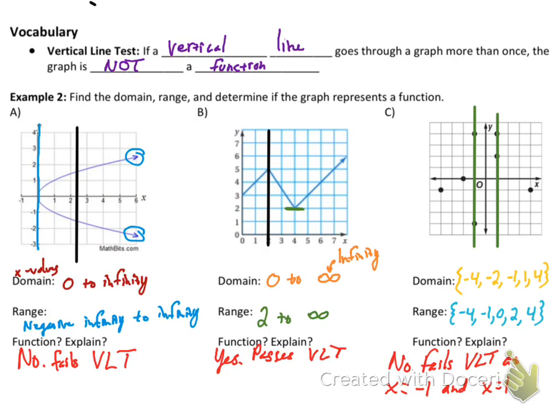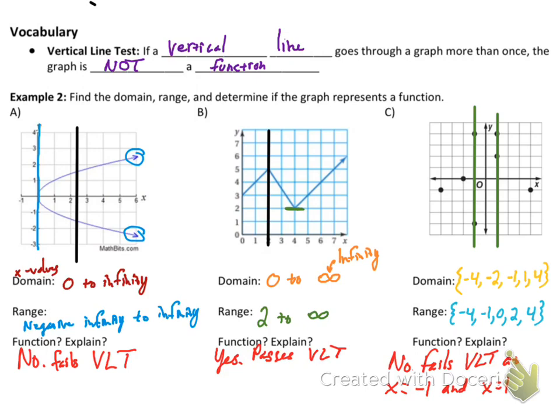The range, the smallest y value that you get out is 2, which I underlined in green. And then it can go all the way up to infinity. So the range is from 2 to infinity. And is this one a function? Yes, because it passes the vertical line test. You can draw a vertical line wherever you want on that graph, and it's only going to hit it once.